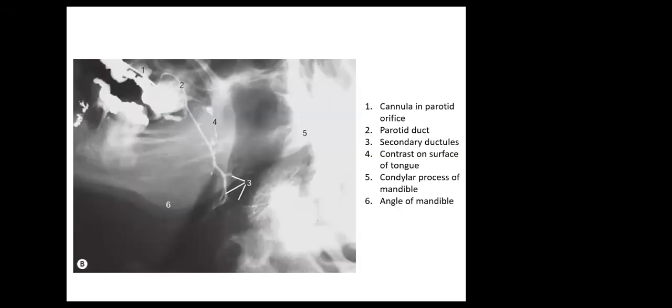This is a sialography of the left parotid gland. As we see, the parotid gland is seen behind the angle of the jaw. Number one is the cannula in the parotid orifice. This is the parotid duct. This is the secondary ductules, and this continuous radio-opaque line is contrast on the surface of the tongue. This is the condylar process of the mandible, and finally the angle of the mandible.